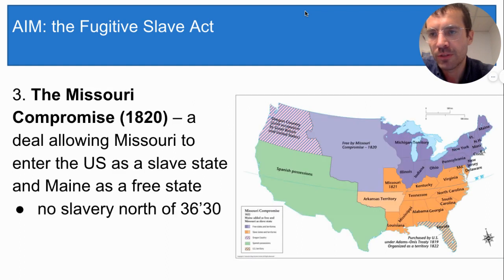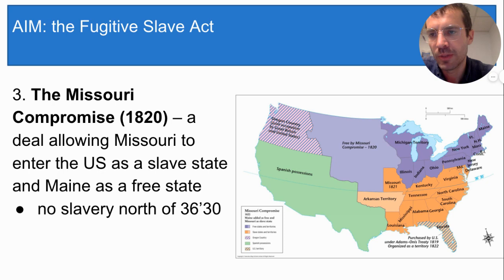The first attempt to resolve sectional tensions related to new states came in 1820 with the Missouri Compromise. Missouri was a new state that was added from the lands in the Louisiana Purchase. The South said that Missouri should allow slavery, while the North said that it should not. So to compromise, Missouri became a slave state, which pleased the South. But a new free state was created as well, called Maine, and that pleased the North. In this way, the balance of slave and free states in Congress was maintained, for a little while anyway.